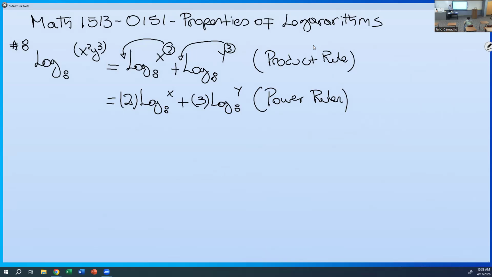Let's do example number 9. In example 9, you have the log base a, and the exponent is the 4th root of x. How do we simplify this logarithmic expression?